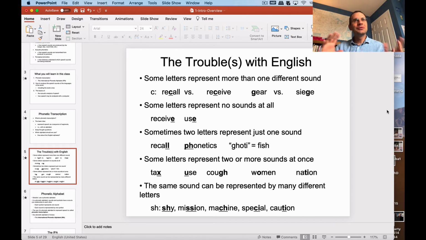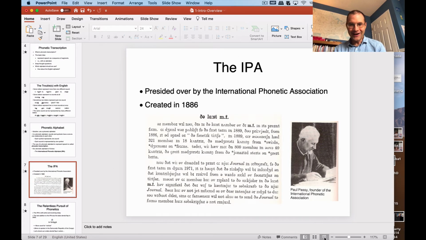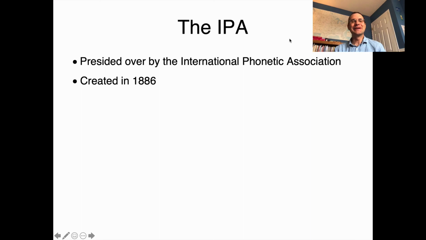One of the other reasons for using the IPA is it's not only something that everybody uses universally, but it's designed to be usable universally. You should be able to use it for any language in the world. It has enough symbols to cover all the sounds that we need to worry about. That's why it takes a little while to learn it, but we'll get there by the end of the semester. So originally, the International Phonetic Association, when they created the IPA, was not really that universal.